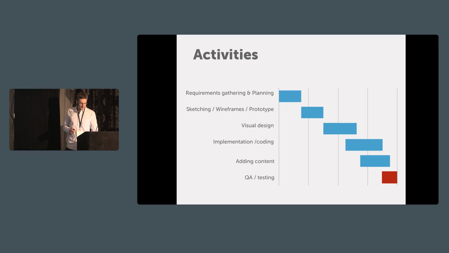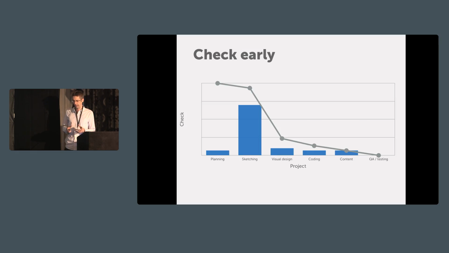And something I've done is run workshops with probably about 150 developers and designers. I've asked them to tell me when they could first define or test each of the accessibility requirements. And the one that really stood out was the sketching or low fidelity prototyping. That was where most of these accessibility requirements could either be defined or tested.